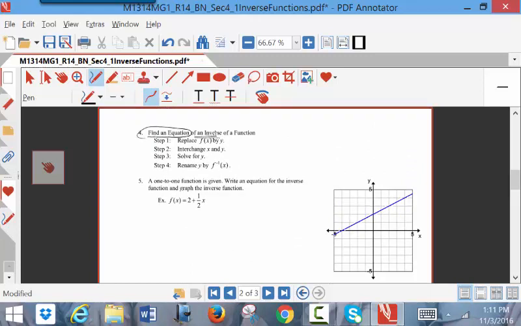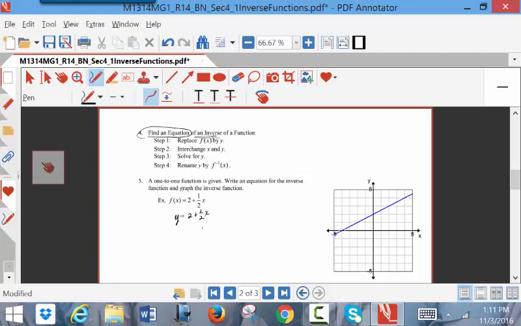In other words, they want me to now come up with this equation. And they give me this process, which is hard to understand until I do an example. So we look at this example where they give me that f of x is 2 plus 1/2 x. Step 1 says take it out of function notation and just write this as y equals 2 plus 1/2 x, because that just makes it a little bit easier.